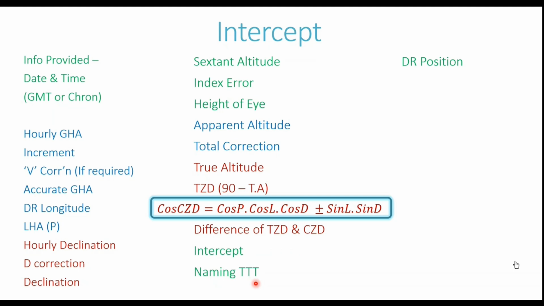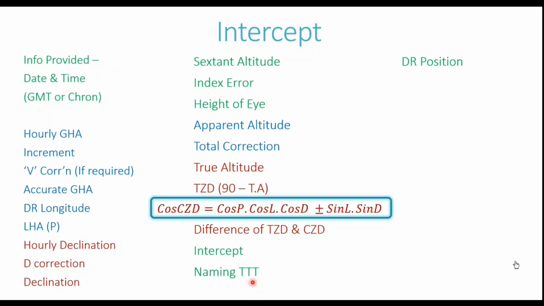TTT is just a simple technique to memorize how the intercept is named. In the later slides, I will tell you the concept behind it. But as far as solving the practical question is concerned, you should be using this TTT, which is very quick and easy. And it tells us what the name of the intercept will be.